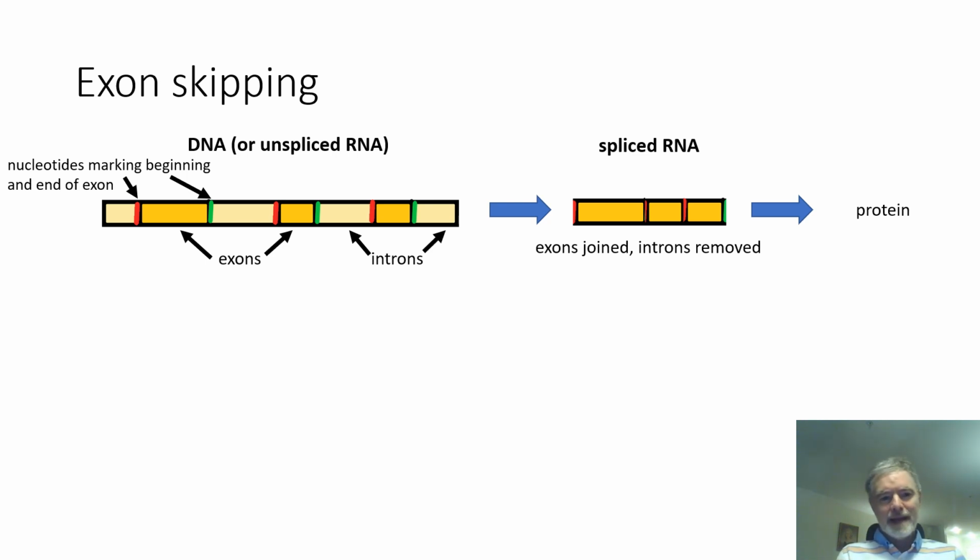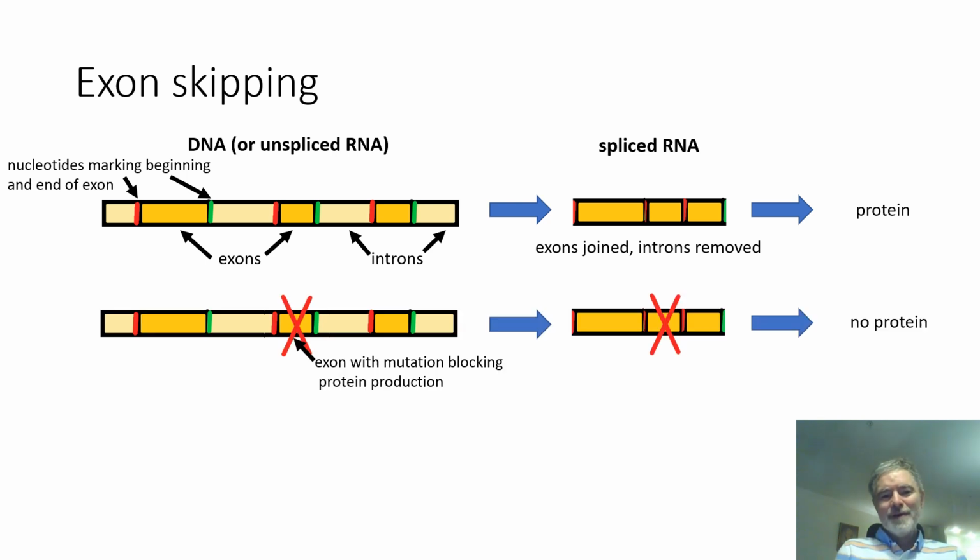Okay, so DNA and RNA have a certain sequence of nucleotides, marking the beginning and the end of each exon so that splicing can occur. Now say you have a mutation in the coding region in a certain exon. And say that this mutation is such that it either completely prevents a protein from being made, or it's so badly garbled that it's unstable.